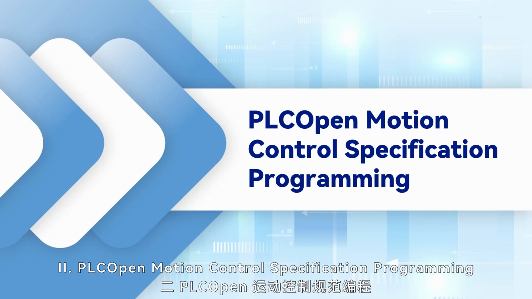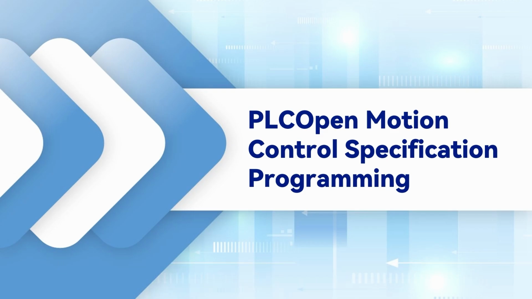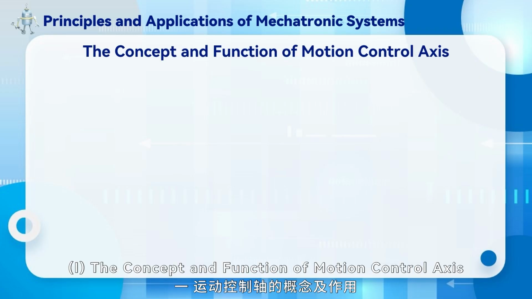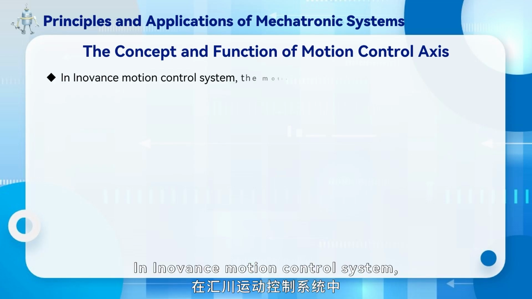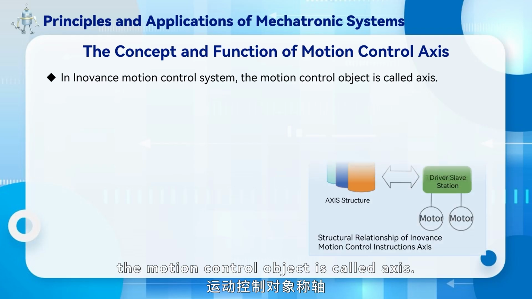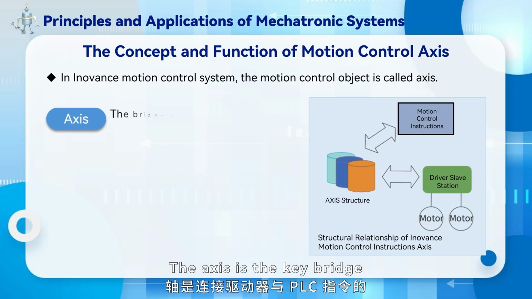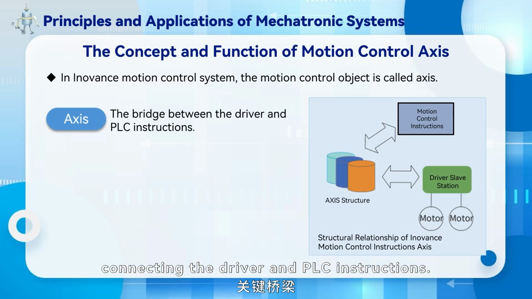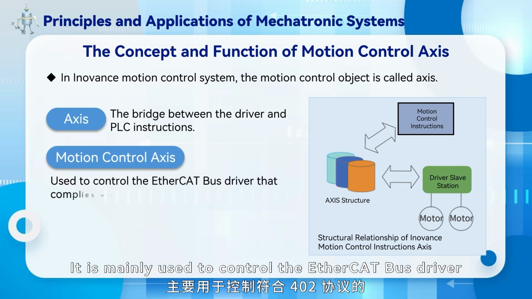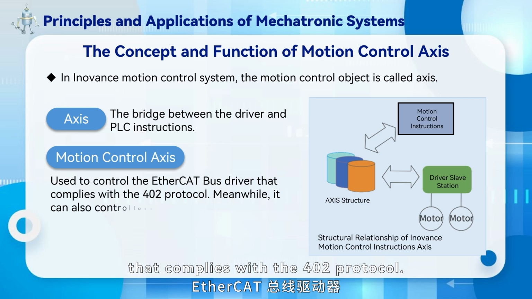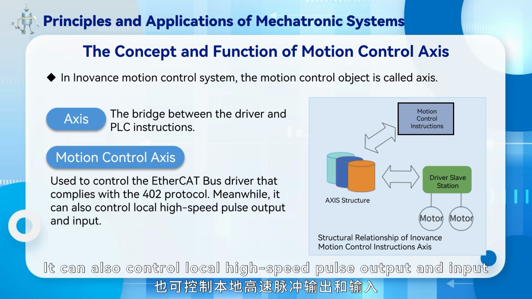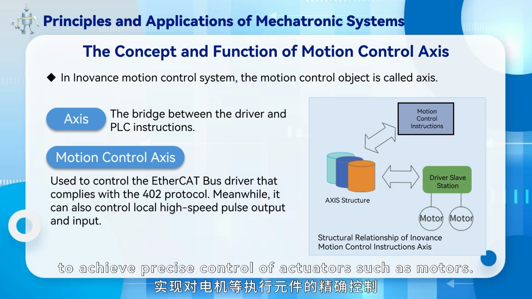2. PLCOpen motion control specification programming. 1. The concept and function of motion control axis. In the Innovance motion control system, the motion control object is called axis. The axis is the key bridge connecting the driver and PLC instructions. It is mainly used to control the EtherCAT bus driver that complies with the 402 protocol. It can also control local high-speed pulse output and input to achieve precise control of actuators such as motors.